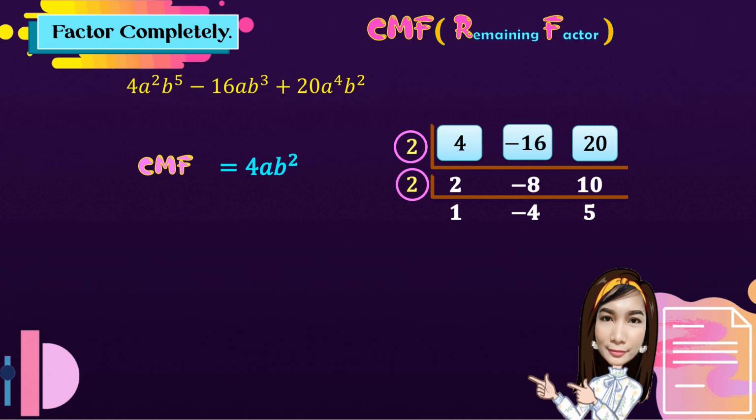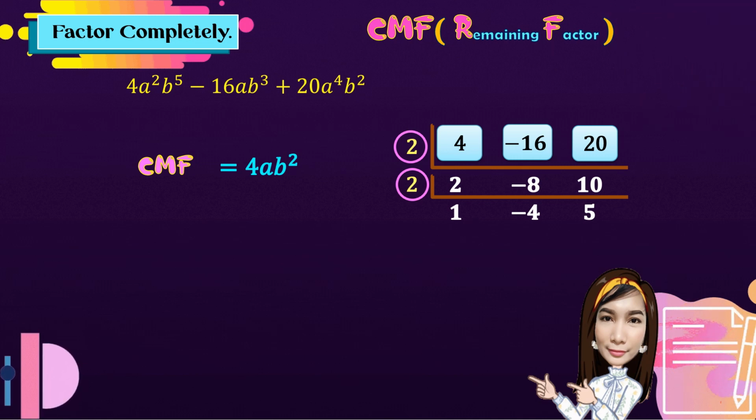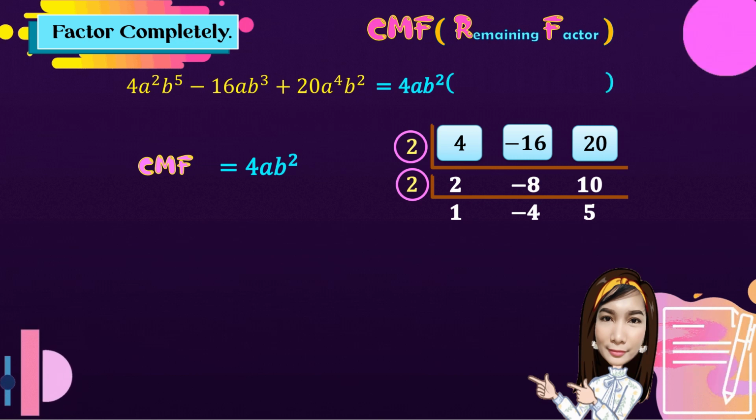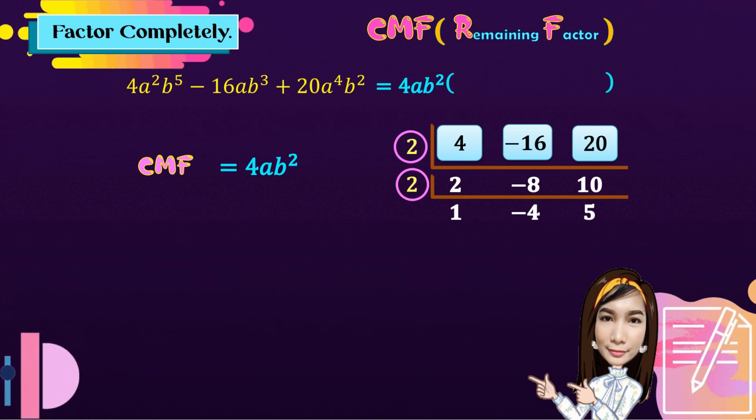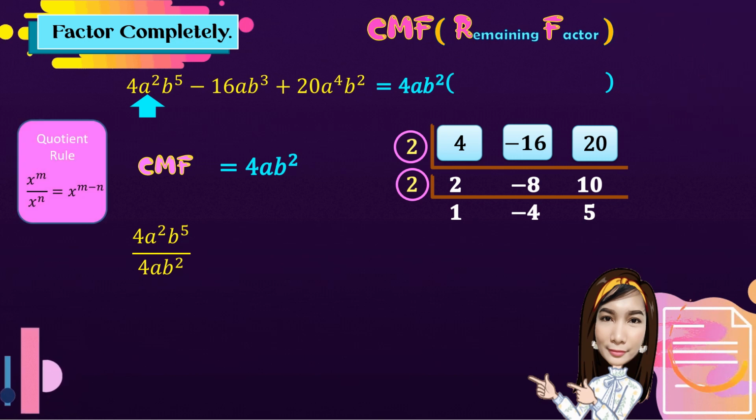We're going to write it in the form of common monomial factor times the remaining factor. So, for the common monomial factor, it's already given. We have 4ab squared. So, to get the remaining factor, we're going to divide each term with the common monomial factor. So, let's have the first term, 4a squared b raised to 5 divided by 4ab squared. So, here we can apply the quotient rule.